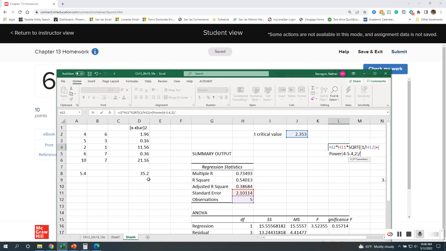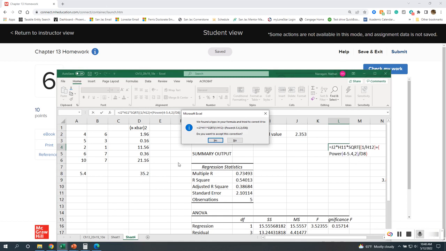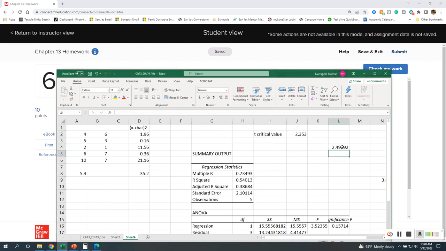Divided by our sum. Alright, fun formula. So, we're going to hit enter. Tell it to go yes. And it looks like we're at 2.4992.